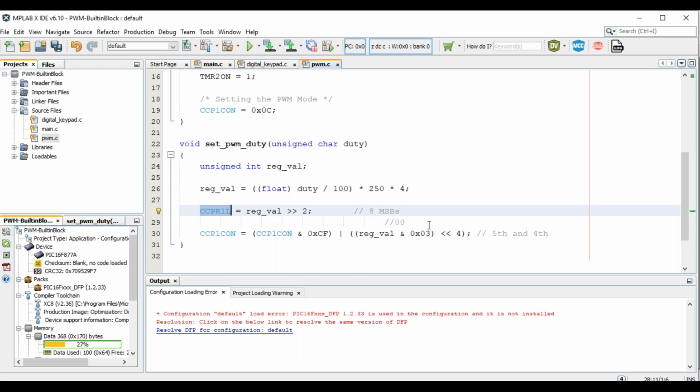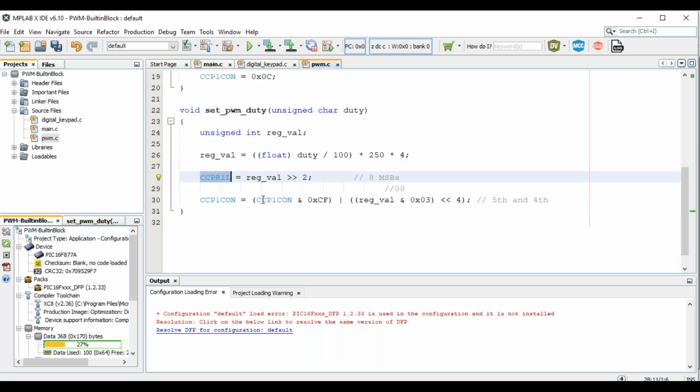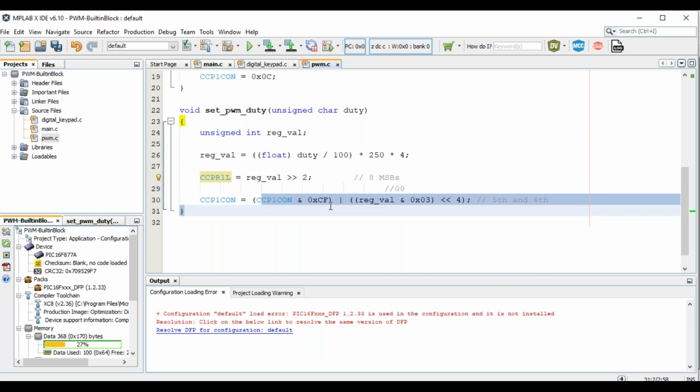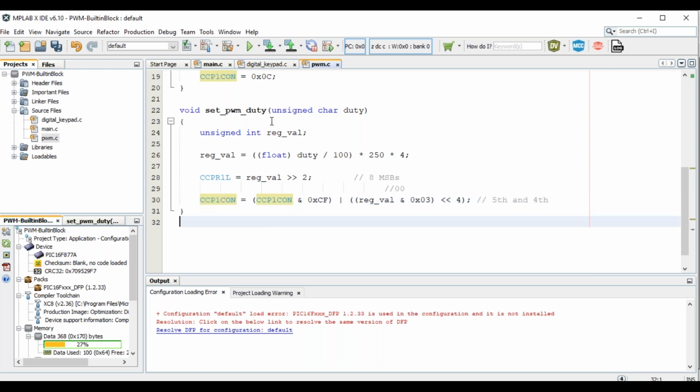Now to have the two LSBs returned to the 5th and 4th position, I first AND CCP1CON with 0xCF, that is to clear the 5th and 4th position. Then I AND the register value with 0x03, that is to get the two LSBs. I left shift it four times, that is to make sure the bits are moved to the 5th and 4th position. And I'm going to OR. So I will have the CCP1CON register written with the two LSBs in the 5th and 4th position.